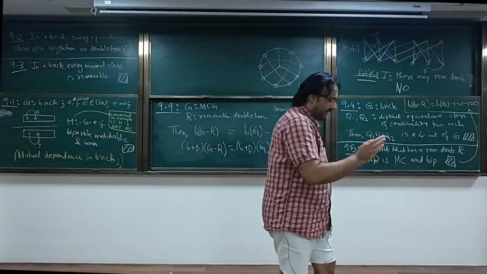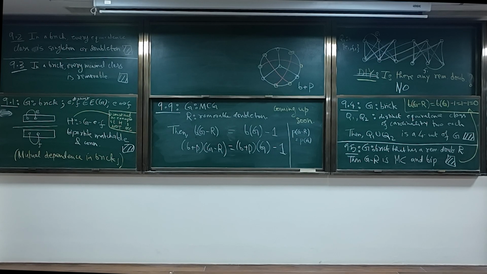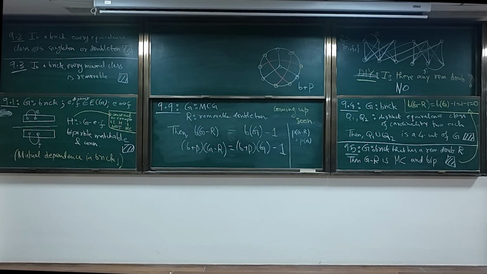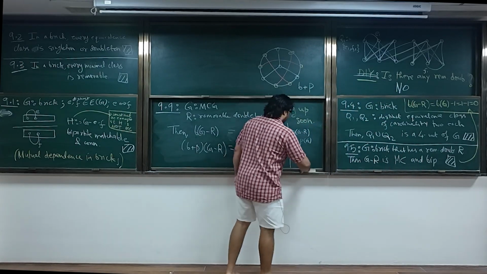In the Peterson graph, B is equal to 1 and P is equal to 1. But if you delete one edge, you will get two bricks, each isomorphic to K4 up to multiple edges, and no Peterson anymore. So B will increase by 1 and P will decrease by 1. B plus P will remain the same. Yeah, so I think this is fine.